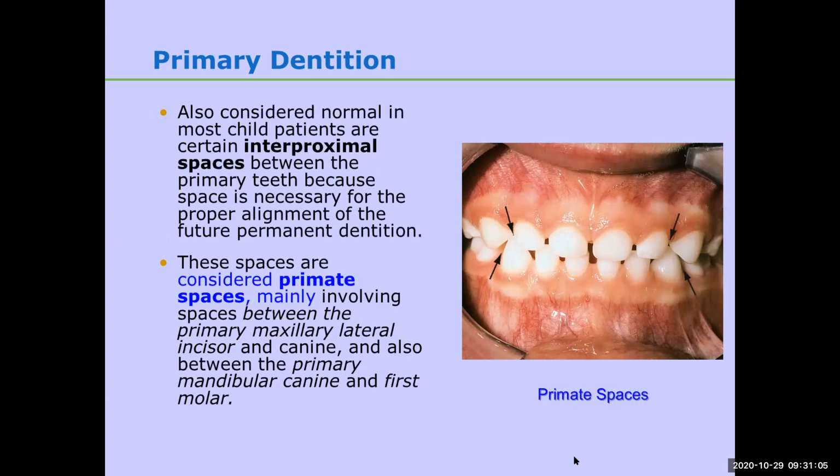Also considered normal in most child patients are those interproximal spaces. Now remember, those are the primate spaces in the anterior, leeway spaces in the posterior. But you want to see those spaces because that space is necessary for proper alignment of the future permanent dentition. Those permanent teeth are much larger than the primary teeth. So they need space.